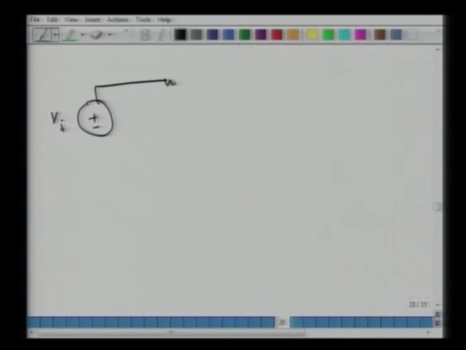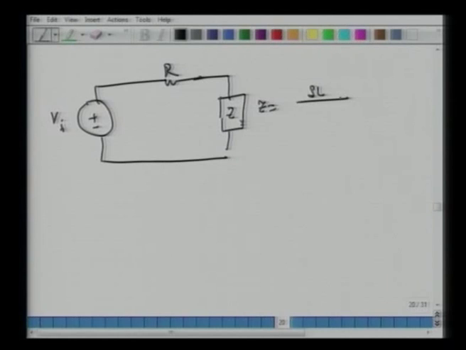I have a resistance R, I have this impedance Z, where Z equals, we calculated, SL over 1 plus S square CL. So what we have done is just replaced, and we are in frequency domain, and we are trying to find the voltage across this impedance Z. So now we can calculate V naught.